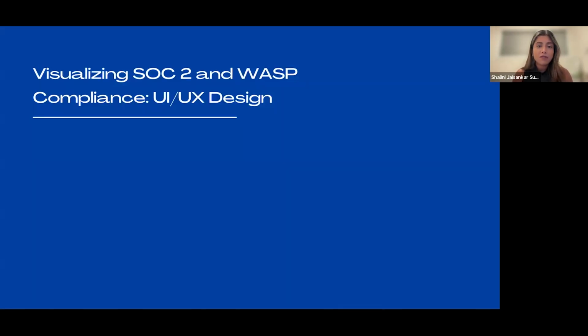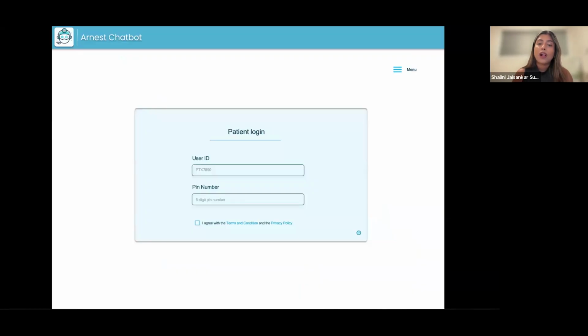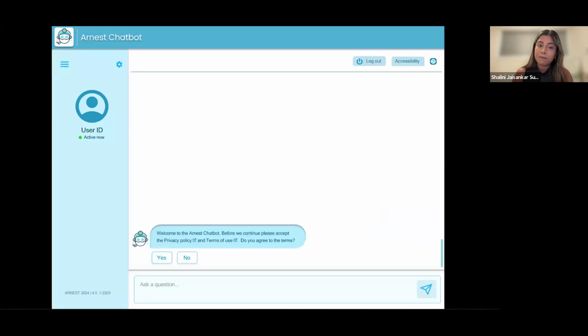If we incorporate these features into the chatbot, let's visualize the front-end prototype. Welcome to the Honest Chatbot system. This is how the login page might look for general users, such as patients. It includes a user ID and PIN system, which will be provided by the admin. This is a visual representation of the chatbot interface itself.